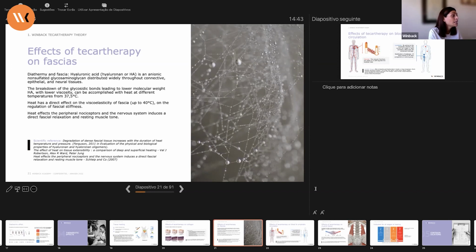37.5 degrees. The heat has a direct effect on the viscoelasticity of the fascia, up to 40 degrees, on the regulation of the fascial stiffness. And heat effects on the peripheral nociceptors and nervous systems induce a direct fascial relaxation and resting muscle tone. So it's really good that you can work on the fascia, because you can heat it and mold it as you want and reposition. And it's really important in the pelvic floor because we have a lot of soft structures that really need to reposition and then give function back.